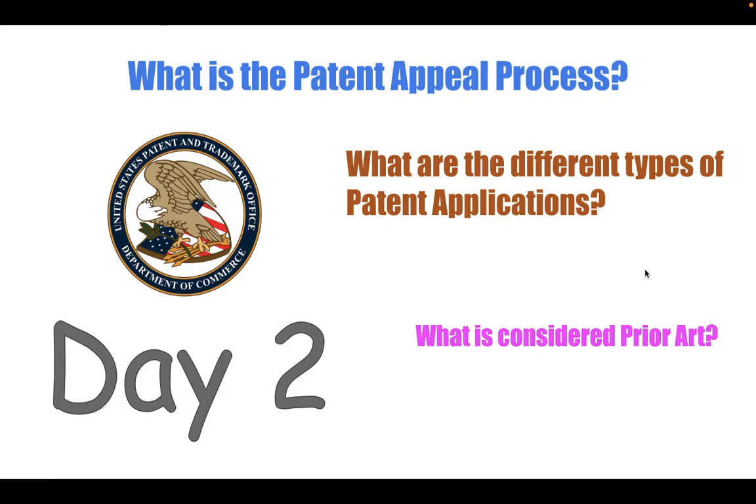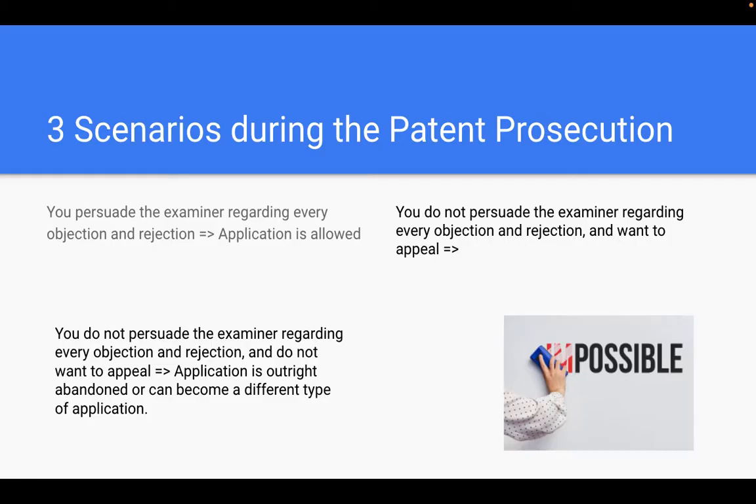In this video, we're going to address what the patent appeal process looks like, what the different types of patent applications are, and what is considered prior art. First, you could have three scenarios happen during the patent prosecution phase. First, you persuade the examiner regarding every objection and rejection. The application is going to be allowed.